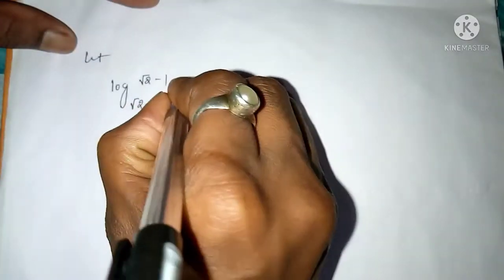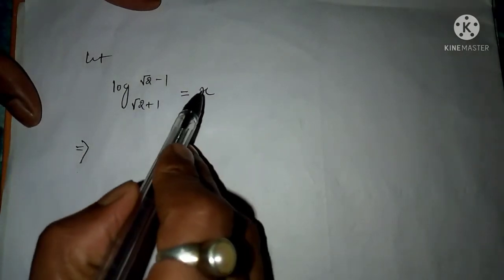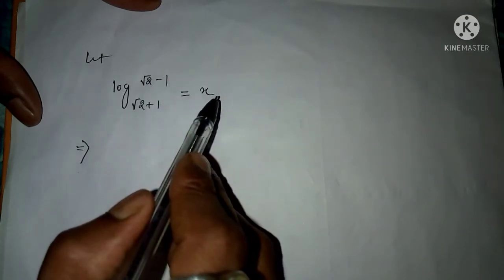Very simple, you assume that you don't know, so let this equal to how much? I have assumed it's x. This is the logarithmic form. Now I have to convert this into exponential form. Whenever you are converting it into exponential form, very simple, x is the power of this base. So it will be like this: root 2 plus 1 to the power x, on the right hand side root 2 minus 1.